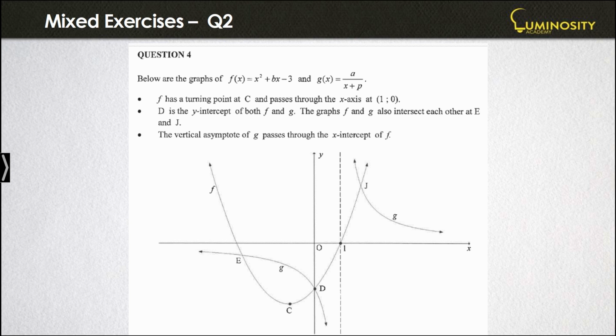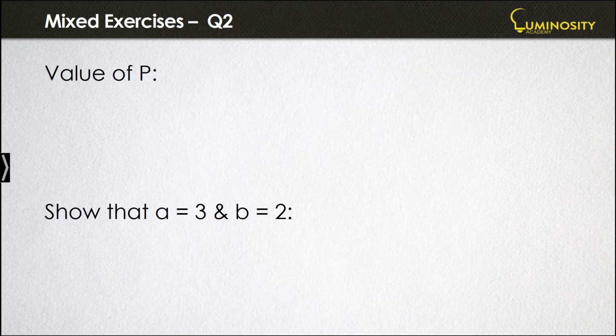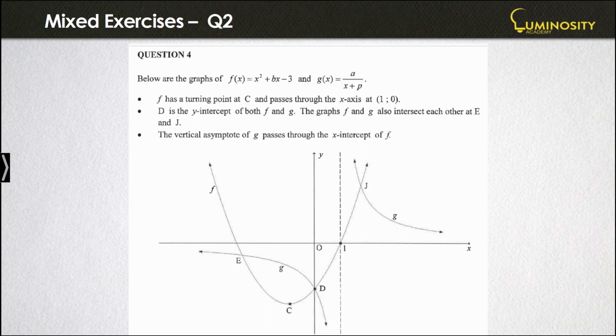So here is an example of something where it says below are the graphs of f of x equals x squared plus b x minus 3 and g of x equals a all over x plus p. It tells you there's a turning point at C for f, which passes through the x-axis at (1, 0). D is the intercept of both f and g, both the y-intercept, and the graphs of f and g also intersect at E and J. It tells you the vertical asymptote of g passes through the x-intercept, which is (1, 0). So first things first, it's asking for the value of p.